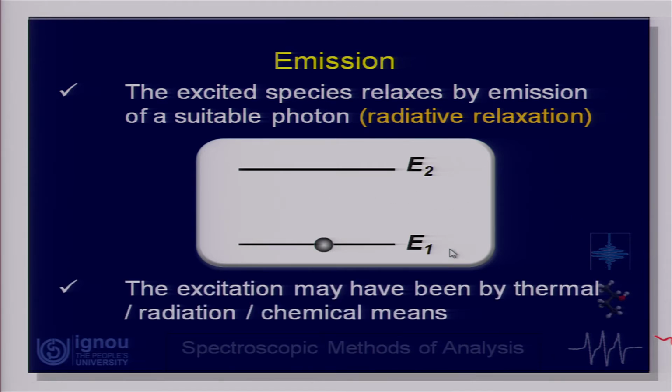Okay. Now, for emission to take place, the excitation which preceded that could have been in any possible way. It could be thermal, radiation or chemical means. So, essentially radiative relaxation basically means emission of radiation which is accompanied by the relaxation of the molecule. Okay. Let us go further and take up an example for this.